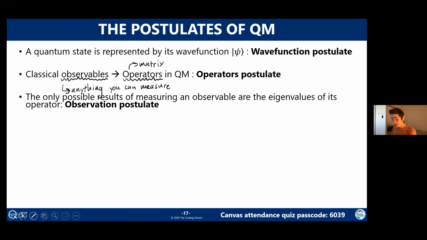Next, the only possible results of measuring an observable, so again, measuring a thing that you can measure, that's all that means, taking a measurement. The only possible results of a measurement are the eigenvalues of its operator. This is called the observation postulate. So again, just to break this down, you measure something.